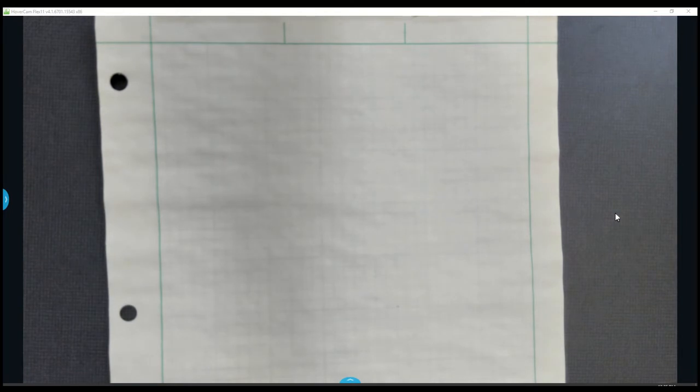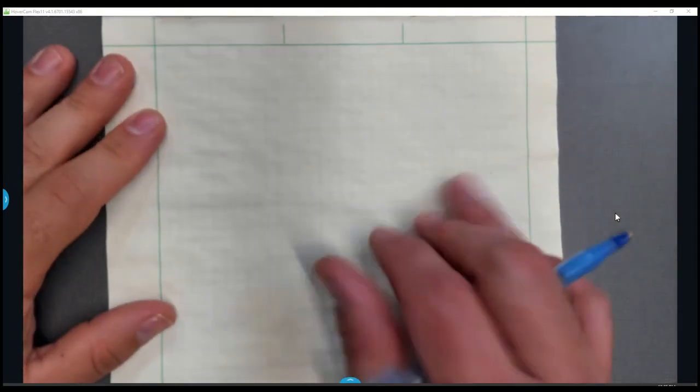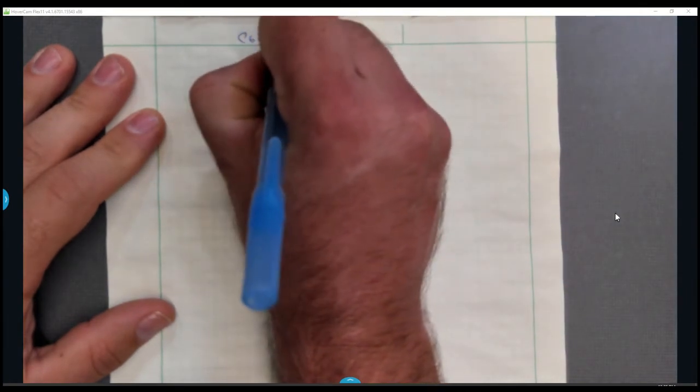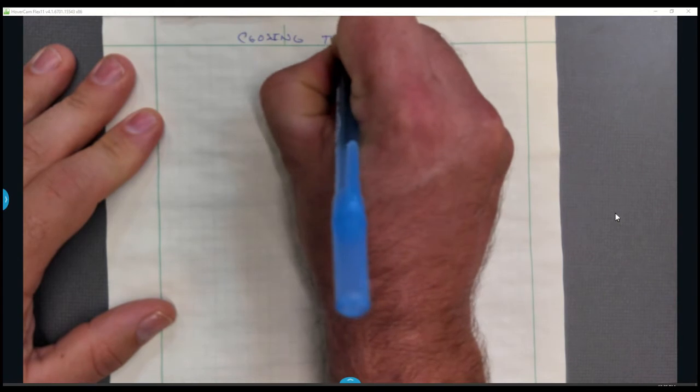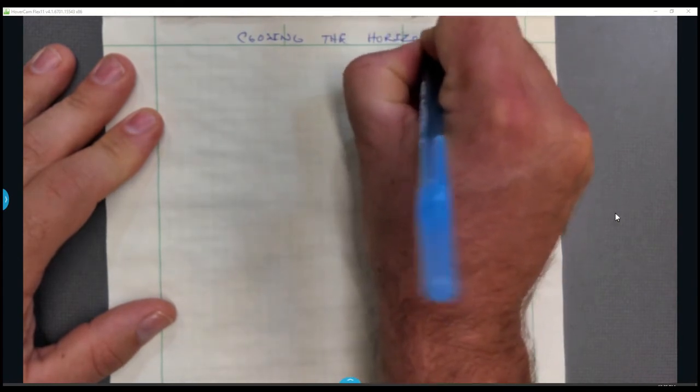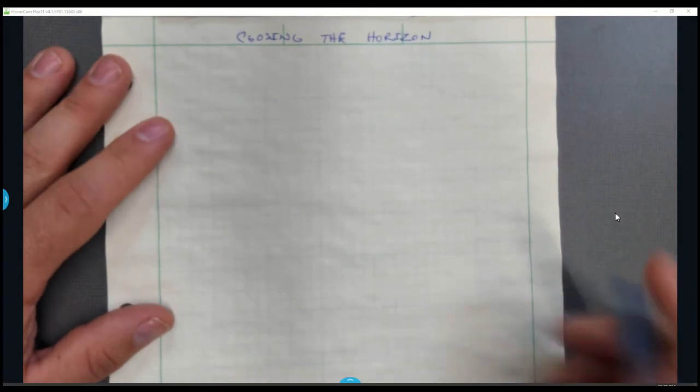So what we're going to work on real quick is a closing the horizon problem. So closing the horizon would be an L.